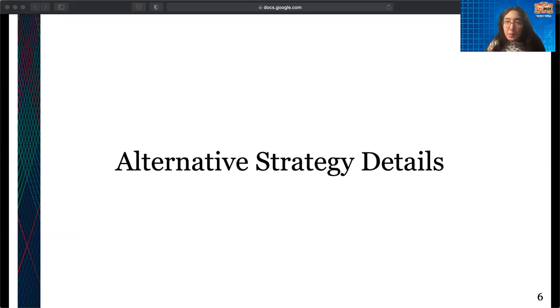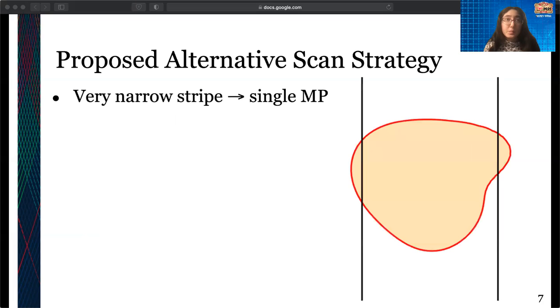So now that we understand more about the background of our typical strategies, let's dive into what our alternative strategy is in detail. The proposed strategy here is to take the stripes phenomenon from before and make the stripes much, much narrower than typical. What that's going to create is a single, very large continuous melt pool.